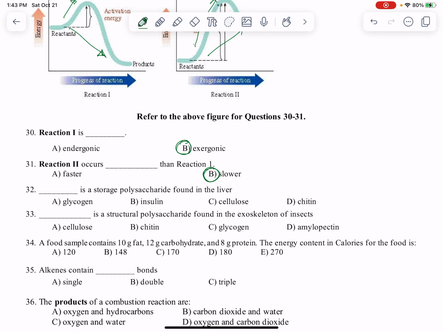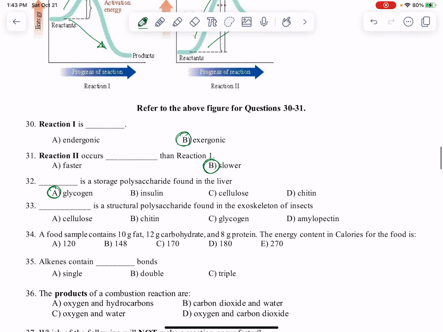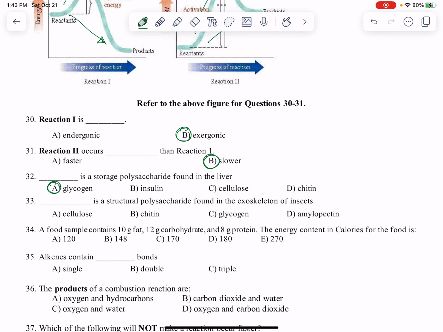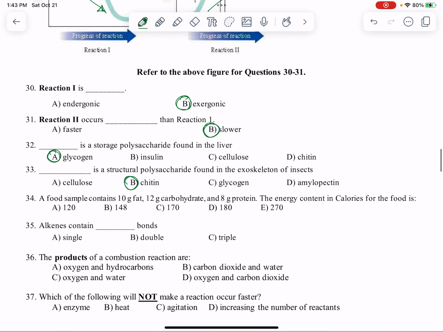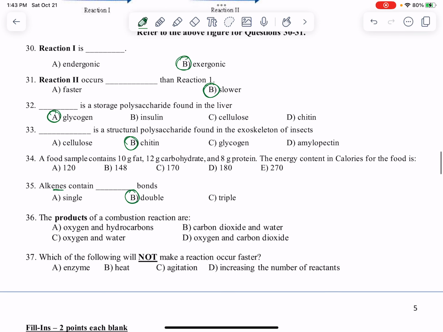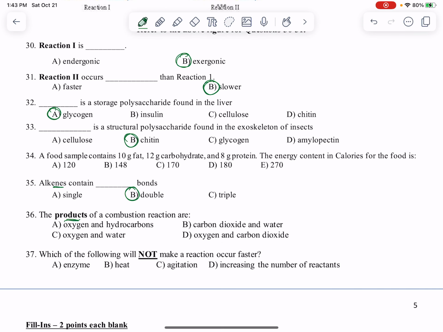Number 32, a recall: a storage polysaccharide found in the liver is glycogen. A structural polysaccharide found in exoskeleton is chitin. Alkenes contain single, double, triple. Alkenes are the double bonds. The products of combustion are, remember that a combustion is if you take oxygen and a hydrocarbon as reactants, you get carbon dioxide and water as your products.